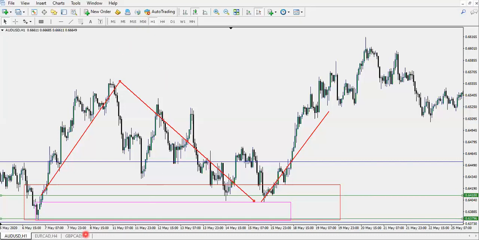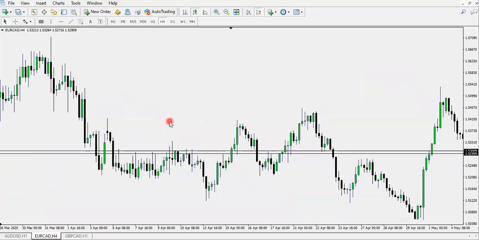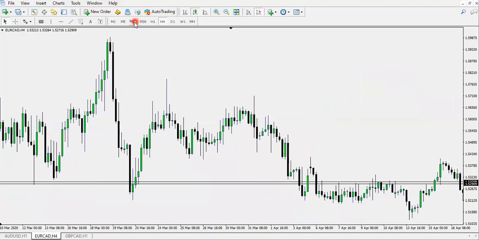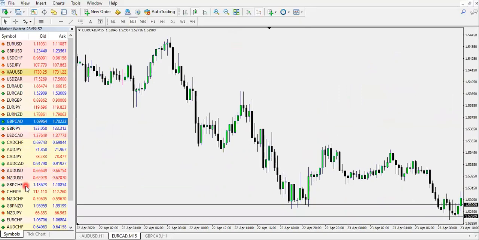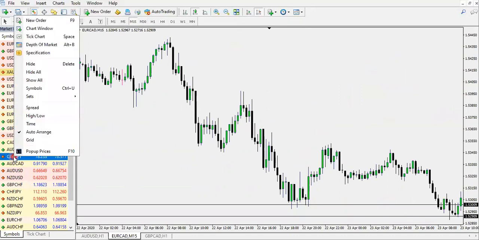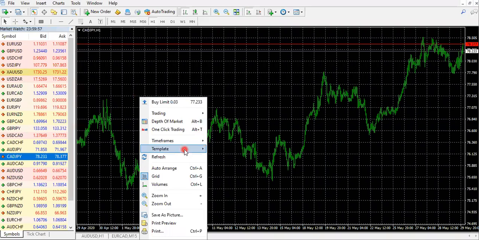Okay, so let's just move on to another chart on EuroCAD. Or actually, let's just pick another pair here. Let's just pick CJ here.